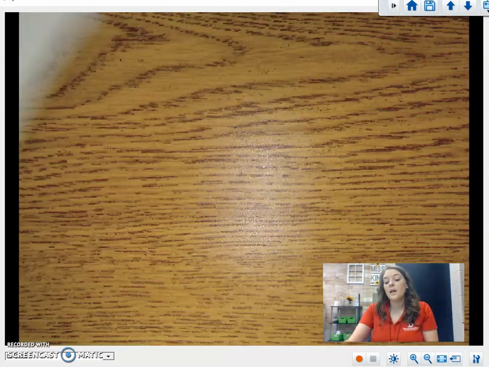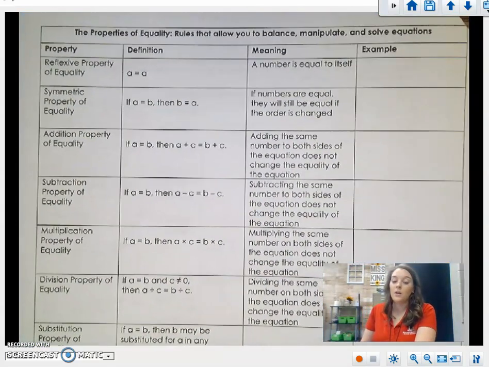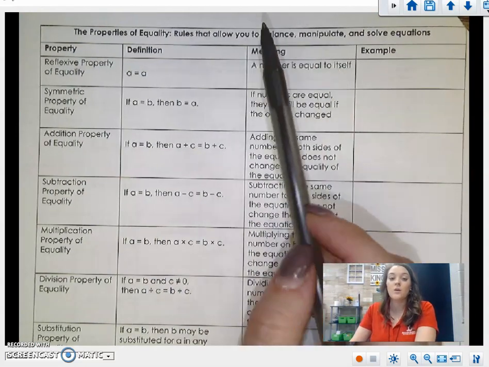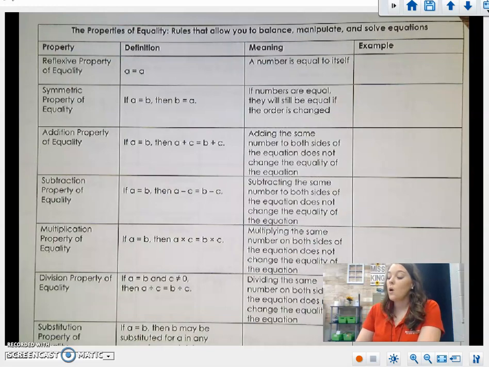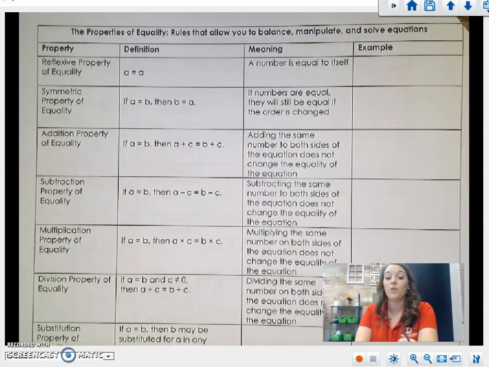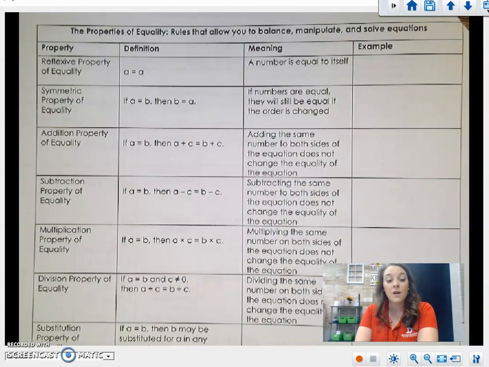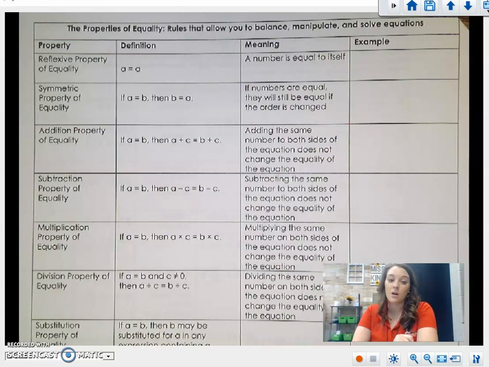On the next page, we have more properties that we need to go over, and these are the properties of equality. So these are the properties that are going to allow you to balance, manipulate, and solve equations. So hopefully you started solving equations in middle school, and this is more of a review than anything, but if not, that's totally fine. We're going to go through this whole packet that teaches you how to solve equations.